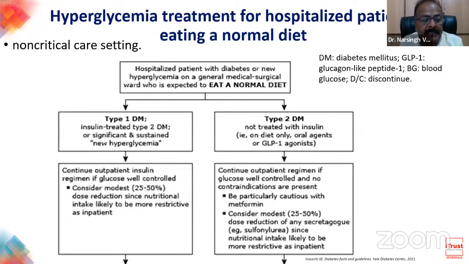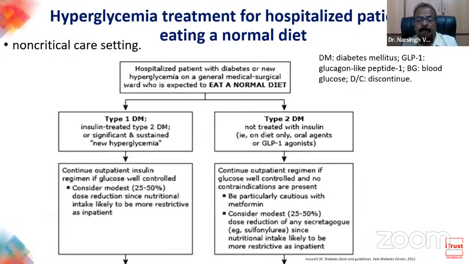Here, the continuous outpatient insulin regimen, if glucose is well controlled, consider a modest 25 to 50% dose reduction, since nutritional intake is likely to be more restrictive as an inpatient, which is very important.